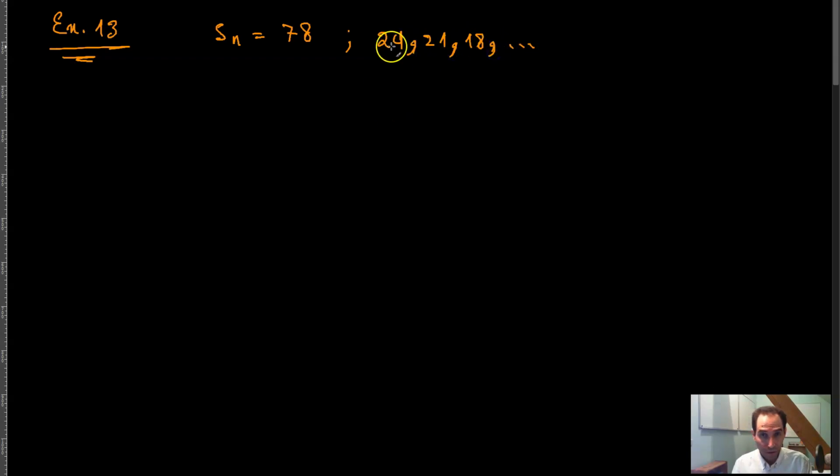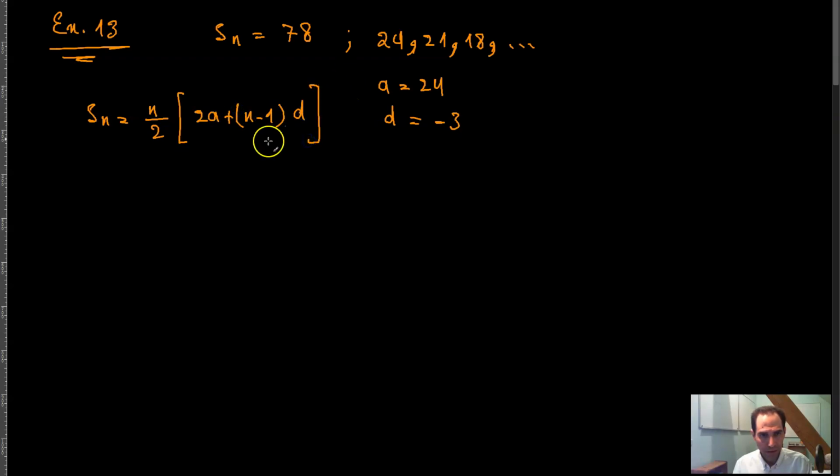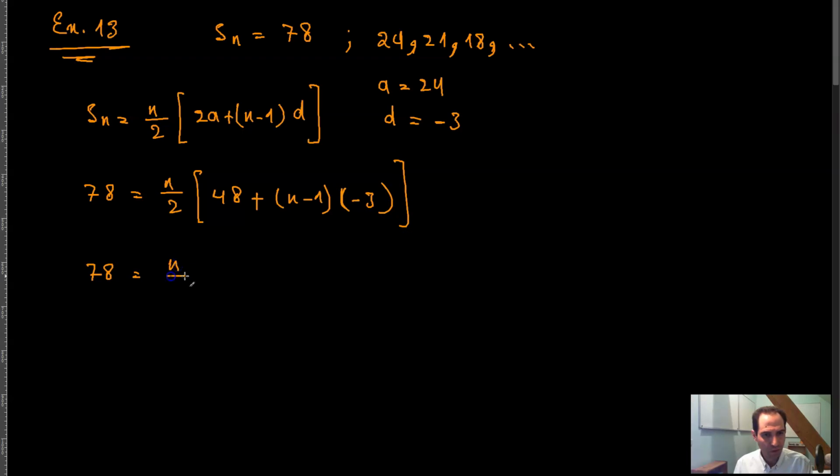Right? So over here you can see that a is equal to 24 and d is equal to negative 3. Which means that S of n is equal to n divided by 2 times 2a plus (n minus 1) times d. If I take S of n as 78, that's n divided by 2 times 2 times 24, which is 48, plus (n minus 1) times d, which is negative 3.